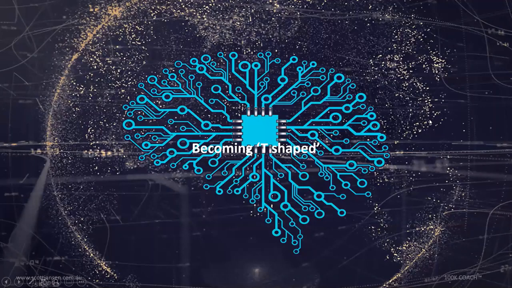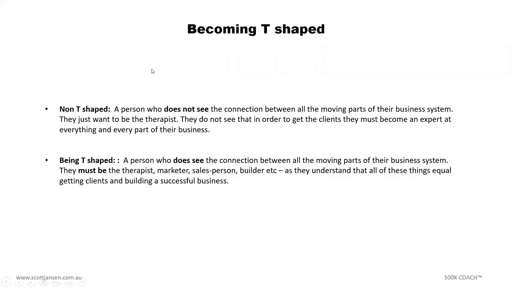So now let's look at something called becoming T-shaped. Let's keep zooming all the way in. So what does T-shaped mean? Well, becoming T-shaped is a way of thinking. This is the systems lens. So let's look at someone who is non-T-shaped.